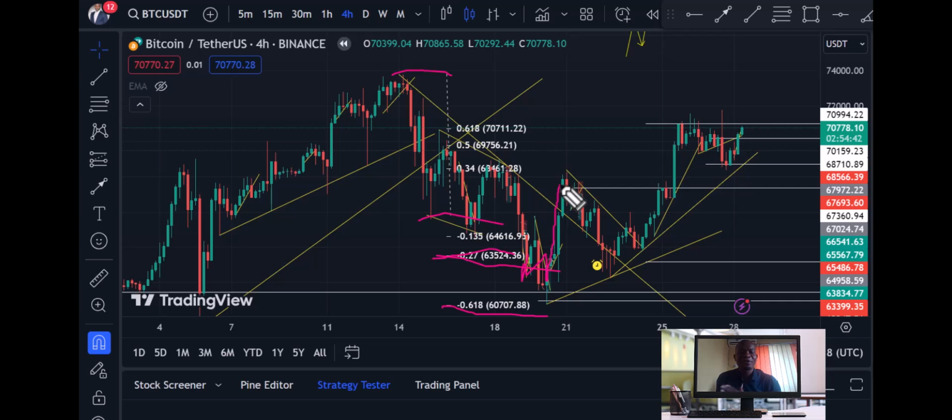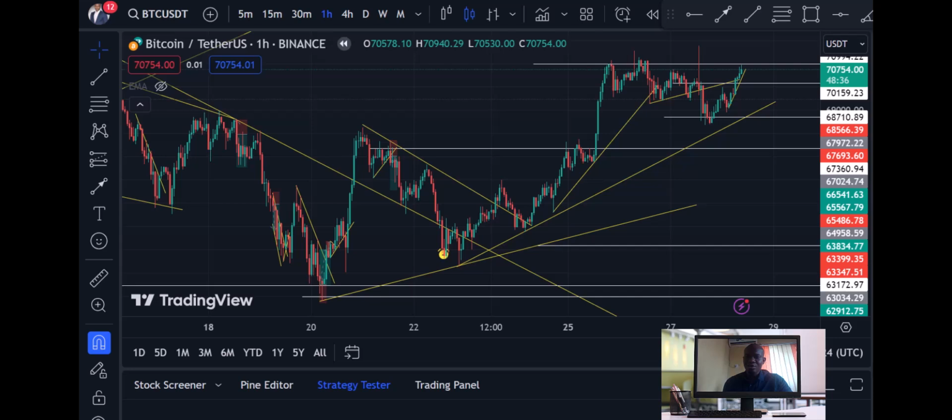You don't need to draw your fib everywhere. Just identify that first impulse, draw your fib on that first impulse, then expect the market to give you a retracement, and then you wait for the extension.